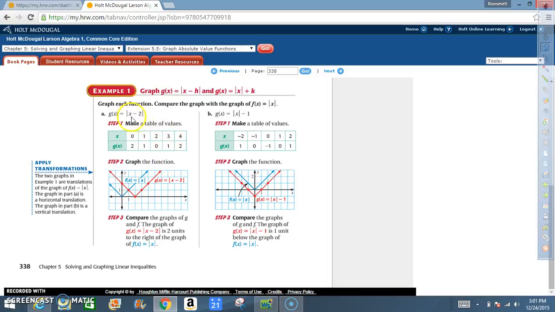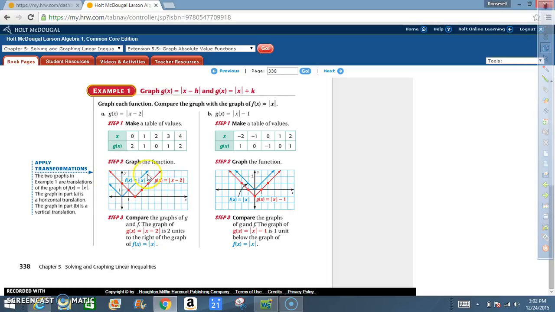Next will be 3. 3 minus 2 is 1. The absolute value of 1 is 1. Next will be 4. 4 minus 2 is 2. The absolute value of 2 is 2. After finding the values, then I go to step 2 and I'm going to graph the function. So I graph each function. So first I graph my x, then my y, as an ordered pair. After doing so, this is what my graph looks like.